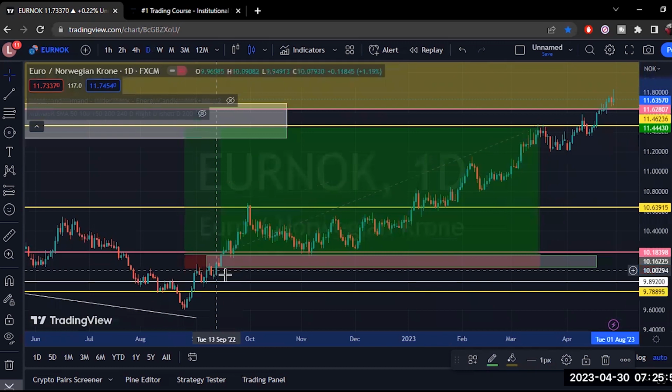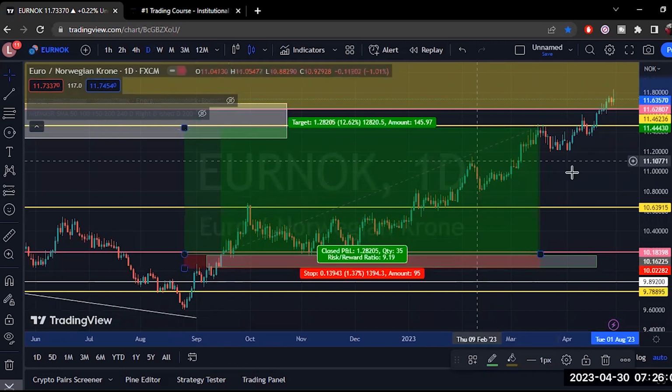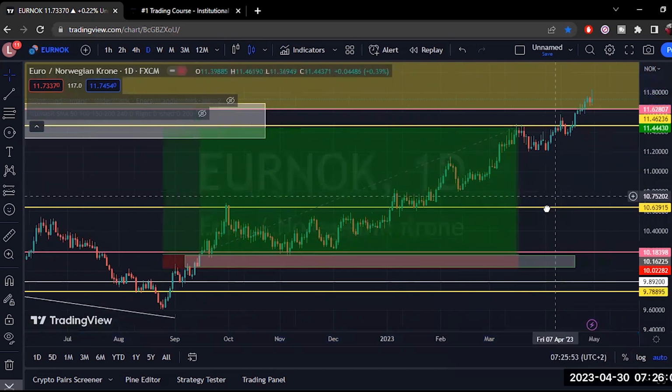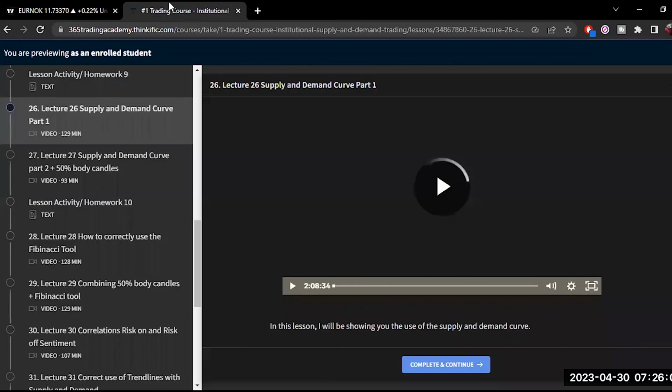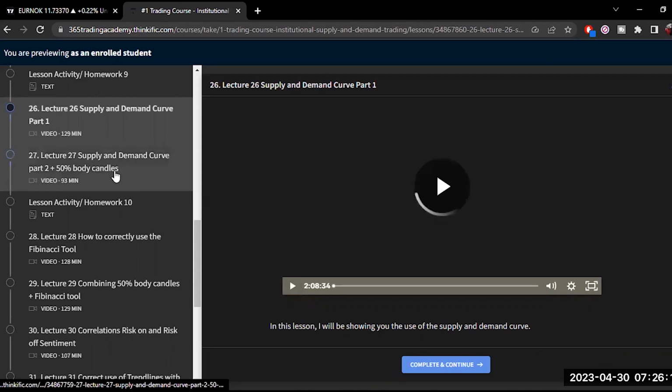My stop loss surprisingly was still there this entire time, and I got out sometime in March. So this is a clean 1:9. Very, very good. And again, all of this is based on this lesson here, supply and demand curve, lecture one. Part one is about 2 hours. There's a lot of good information in there.